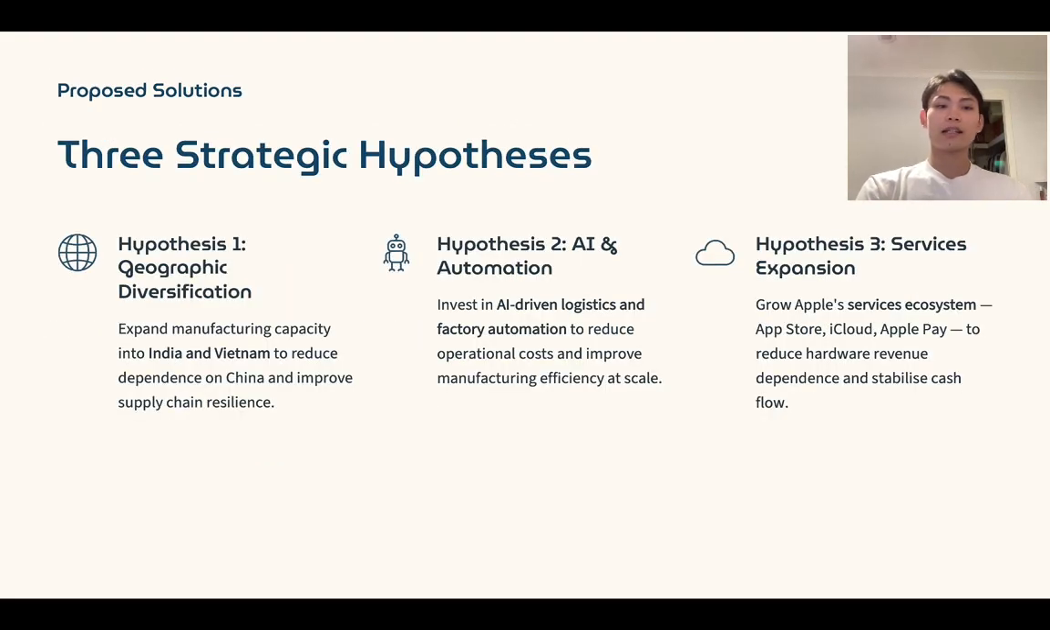So, I developed three solution hypotheses. First is geographic diversification. Apple needs to expand manufacturing in India and Vietnam to reduce dependence on China. Secondly is AI and automation. Apple should invest in AI logistics and factory automation to improve efficiency and reduce long-term costs. Thirdly, service expansion. Apple should grow services such as iCloud, Apple Pay, and the Apple Store to reduce reliance on hardware sales.